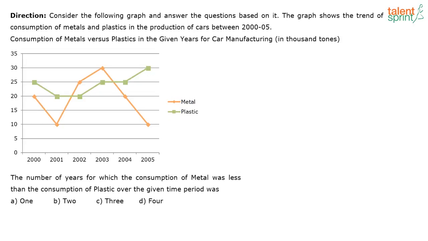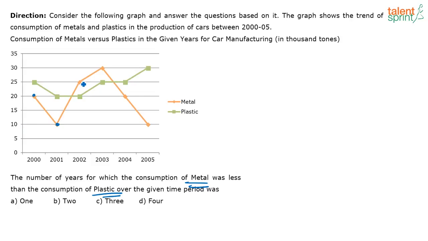The first question is the number of years for which the consumption of metal was less than the consumption of plastic over the given time period was dash. The first question is a very easy question. You just have to visually look at the graph and give the answer. So look at the graph and tell me what's the answer. The consumption of metal has to be less than the consumption of plastic. So in the year 2000, consumption of metal is definitely less than consumption of plastic. In 2001 also, consumption of metal is less than plastic, because here metal is 10, plastic is 20.